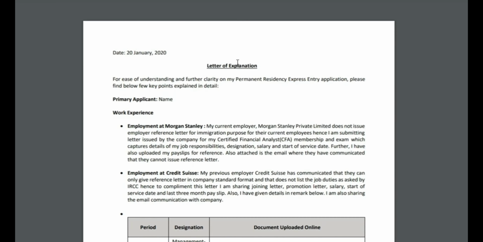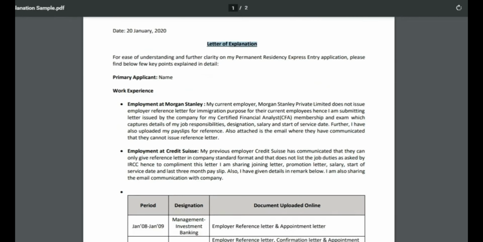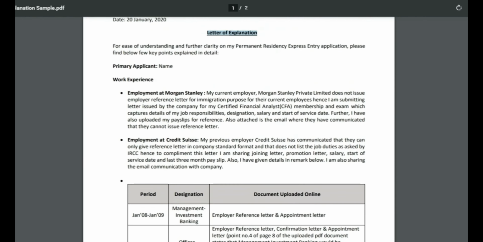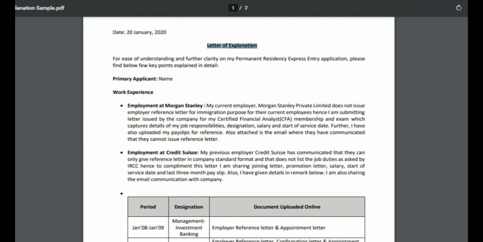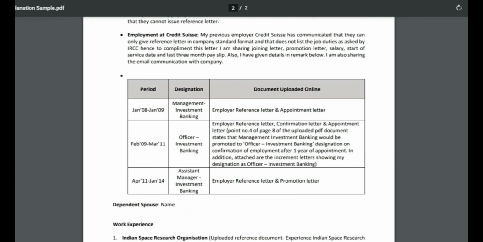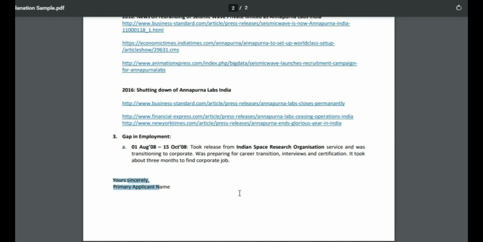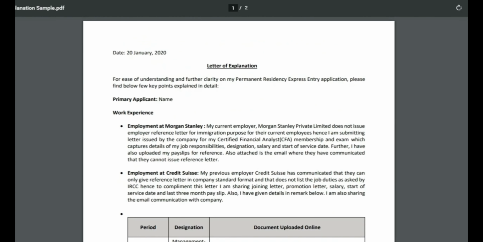So without wasting much time, let's go to the computer screen where I will share the letter of explanation format which we used. Okay, on screen you see this letter of explanation document. We made a 2-page document which was just a plain document, no notarization or even our signature, just a salutation. Okay, and let's go on top.